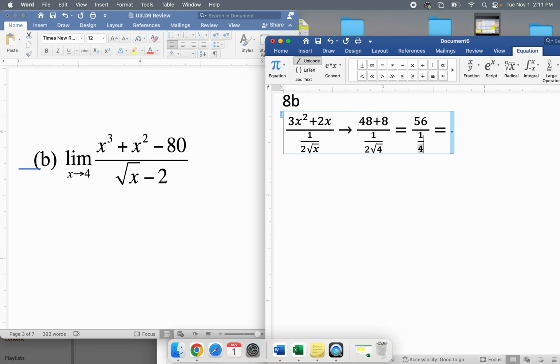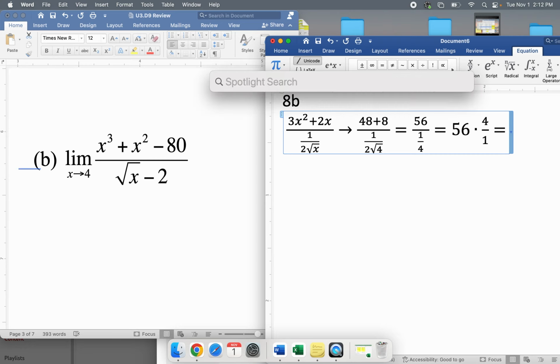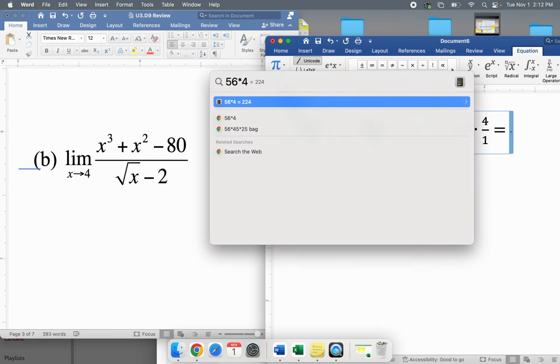If you're not sure what to do about this, make both the top and the bottom a fraction. 56 can be thought of as 56 over 1, right? So that's really just going to be 56 times 4 over 1, which is just 56 times 4, which is 224.